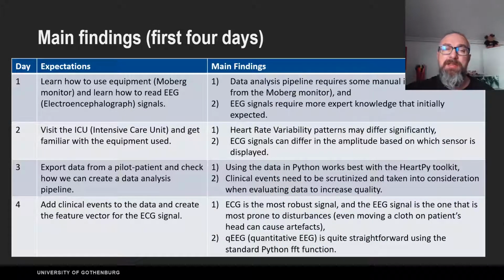We also made a list of our main findings for all of these days, but here you can see only the first few days. So if you look at the first day, I wanted to understand how to use that Moberg monitor equipment. I mean, how does it really work, what you can and cannot do. And then I realized, regardless of the features that the Moberg monitor has, that the data pipeline has to have some manual intervention, otherwise it's not going to work. For example, labeling of data by pressing the buttons and so on.